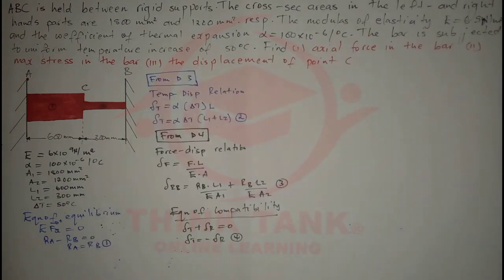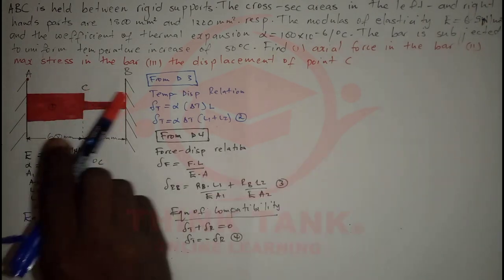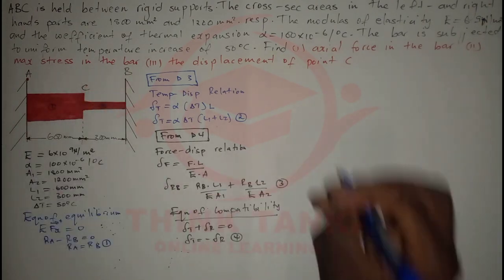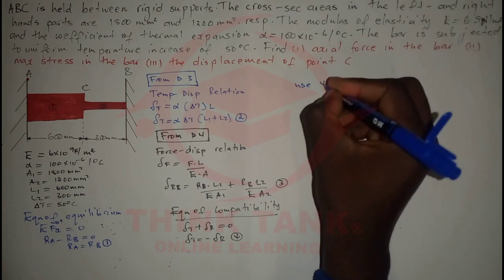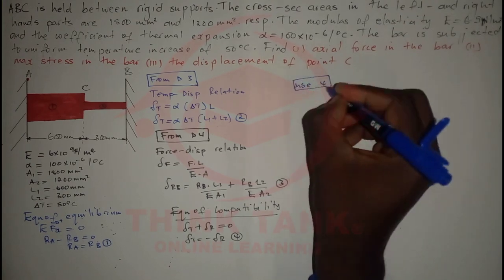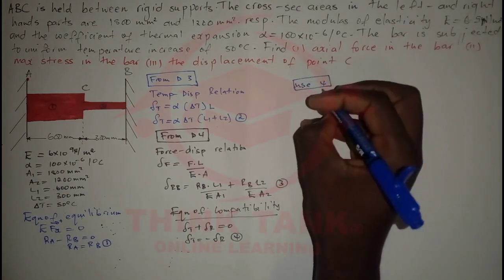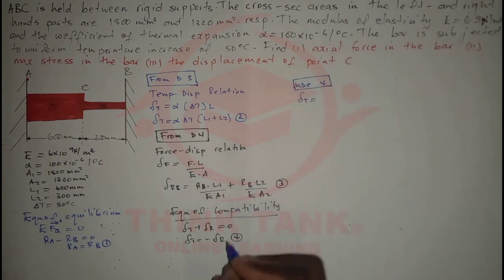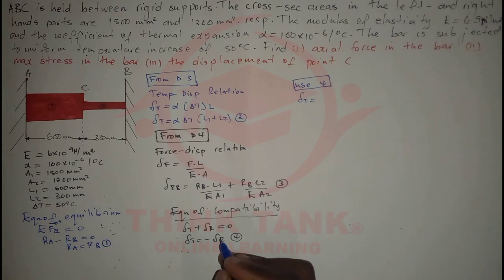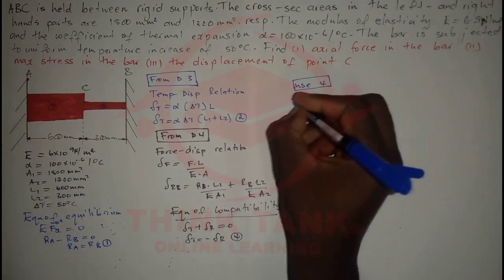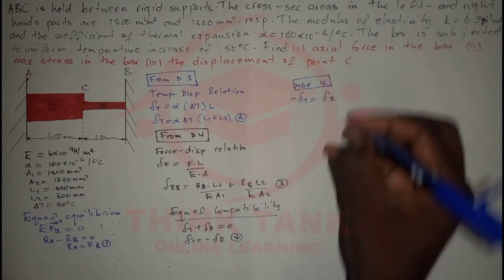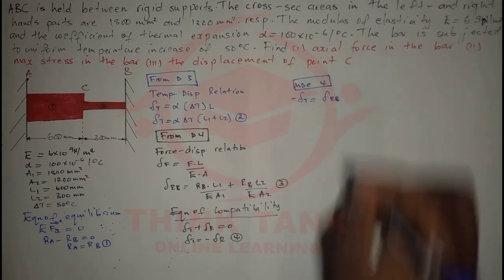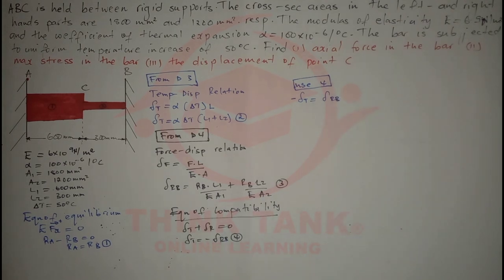Okay, so what I'm going to do is first find the axial force, which I've said is just the force of the support or the reaction. I'm going to use equation number 4. From number 4, we know that the change in length due to temperature is going to be equal to the negative change in length due to R, right? So I can just put the negative here and write the change in length due to RB, direction at B.